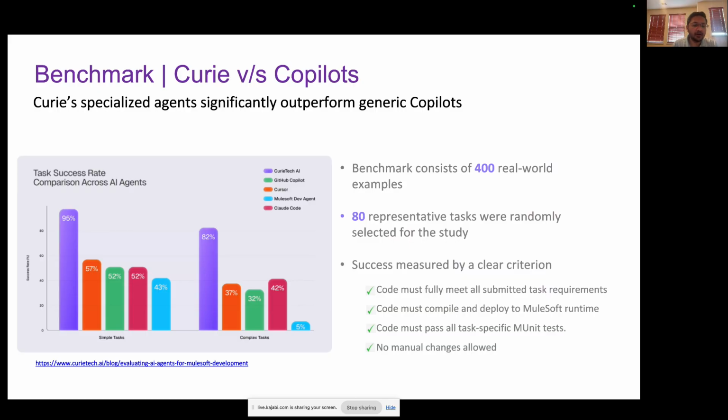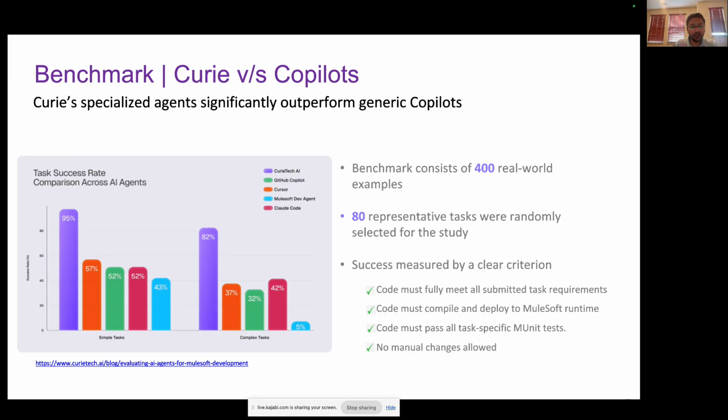This is just a small slide which talks about the benchmarks that we recently did across all other AI platforms. And again, this is just to show you why Curie is standing shoulders above all of these platforms: Curie is the only platform that is purpose built for MuleSoft development. It understands the nuances of IT integration, and it has the knowledge base of all the MuleSoft use cases. Because of the fine-tuned models, that's where you're getting that accuracy level.